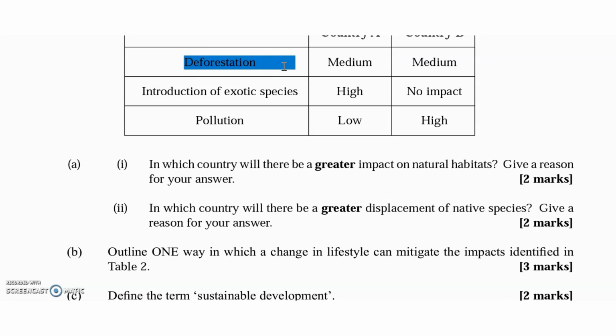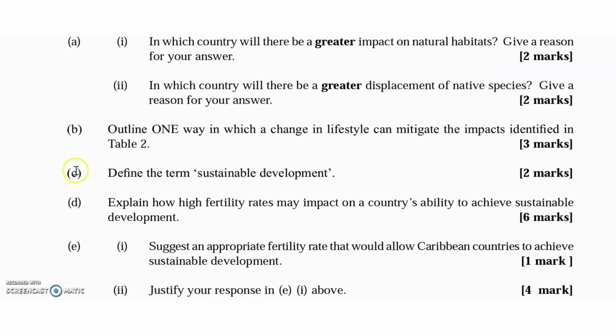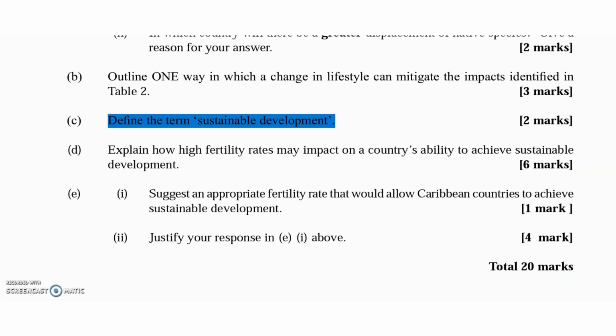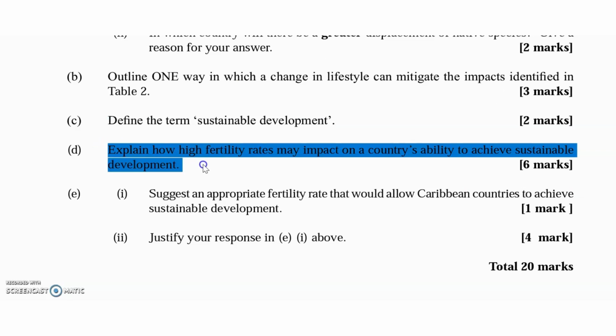All right. And when we tend to expand and we utilize large land masses for a wide variety of activities, we are essentially impacting upon the environment. Now, part C is in fact a blatant repeat from the 2011 paper. This is a repeat. It was mentioned a couple of minutes ago. Part D: explain how high fertility rates may impact on a country's ability to achieve sustainable development. There's a similar question from before in 2011. Let's go through this quickly.